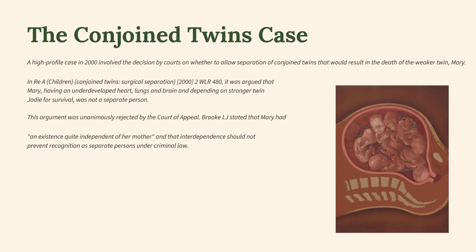And the conjoined twins case was a high-profile case in 2000 involving the decision by courts on whether to allow separation of conjoined twins that would result in the death of the weaker twin, Mary. In Re A (Children) (Conjoined Twins: Surgical Separation) 2000, it was argued that Mary, having an undeveloped heart, lungs and brain, and depending on the stronger twin Jodie for survival, was not a separate person.